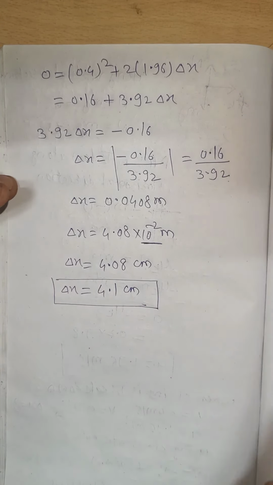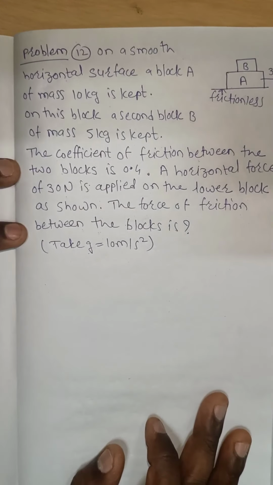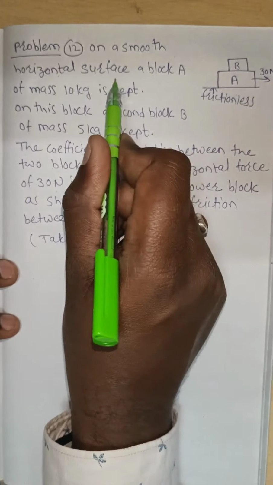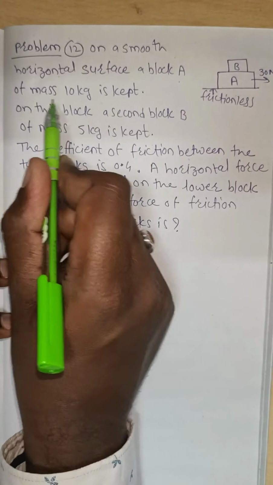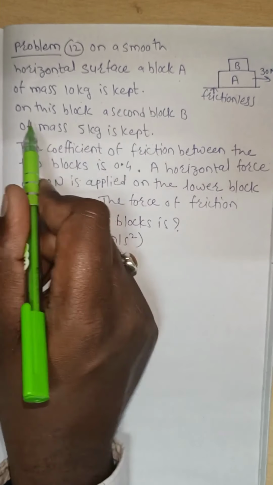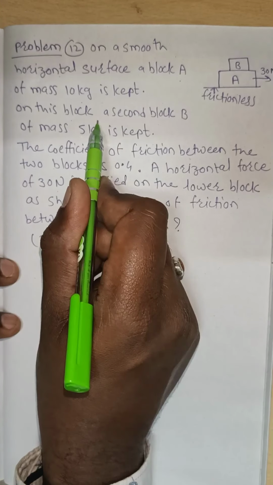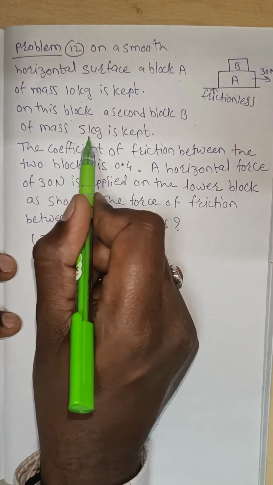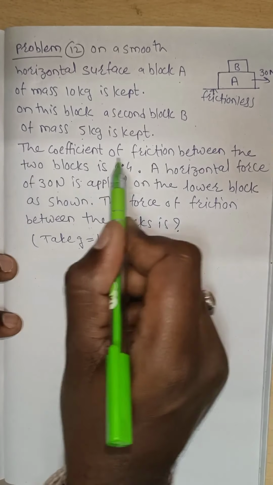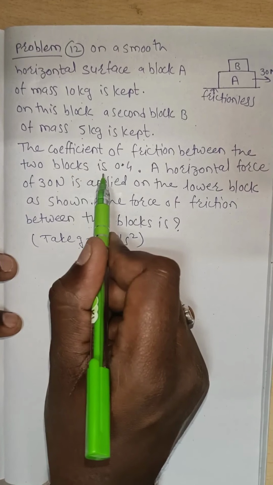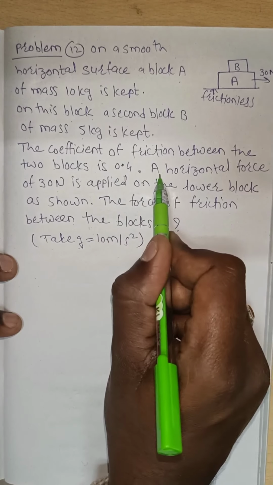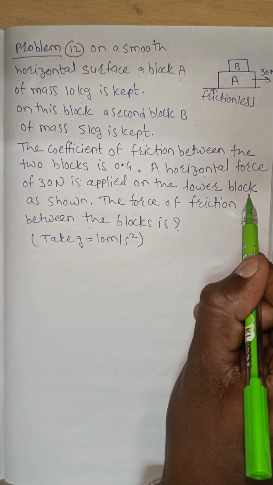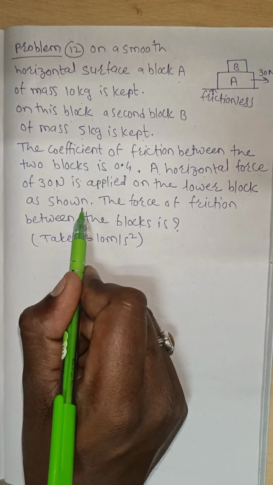Now we have to see the next problem, number 12. On a smooth horizontal surface, a block A of mass 10 kg is kept. On this block, a second block B of mass 5 kg is kept. The coefficient of friction between the two blocks is 0.4. A horizontal force of 20 Newton is applied on the lower block as shown in the figure.